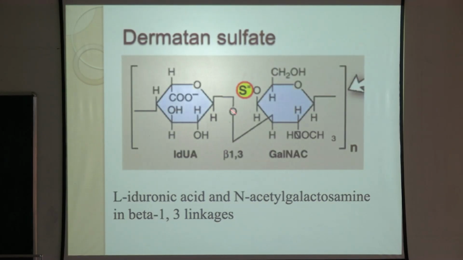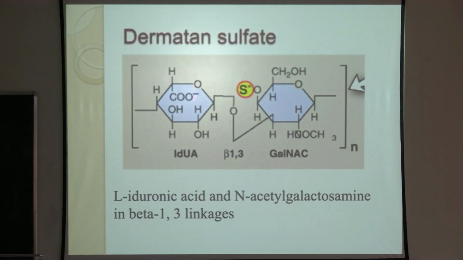Next, dermatan sulfate, iduronic acid. The structure of iduronic acid and N-acetyl galactosamine. Both C and D contain N-acetyl galactosamine, chondroitin sulfate and dermatan sulfate. Uronic acid and N-acetyl galactosamine are connected by beta 1,3. In chondroitin, it was glucuronic. In dermatan, it is iduronic.